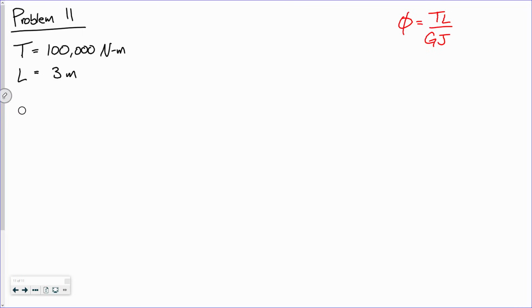Well, we're going to have to take a step. Which one? This one? You see it now? Okay. We're going to need to look at the shear modulus first and then look at J.